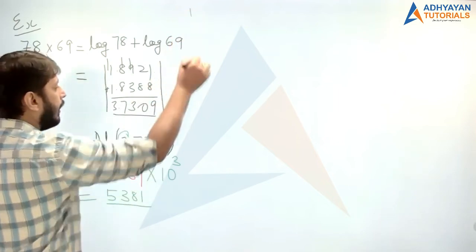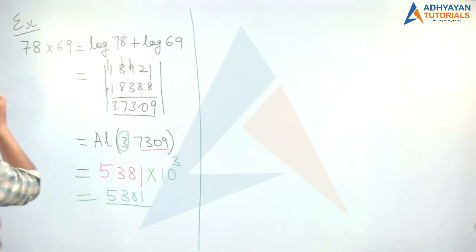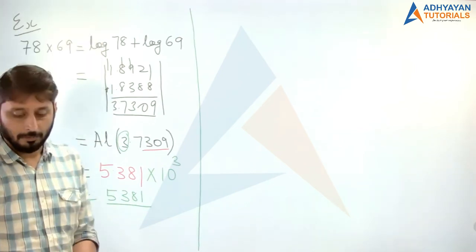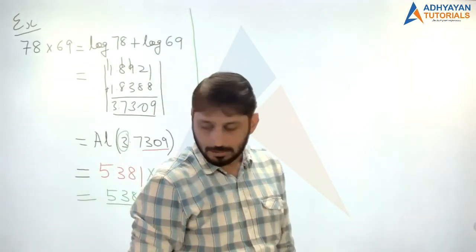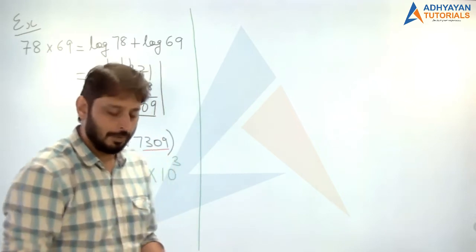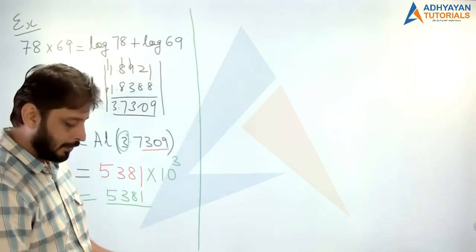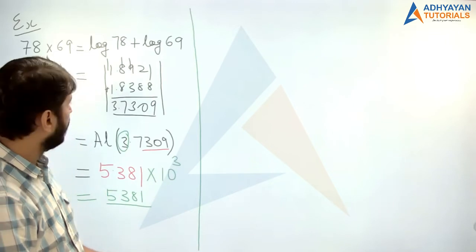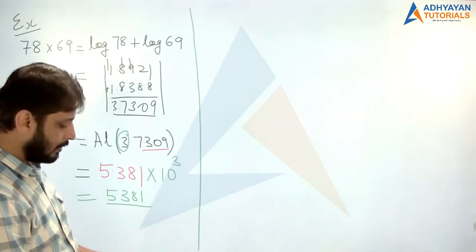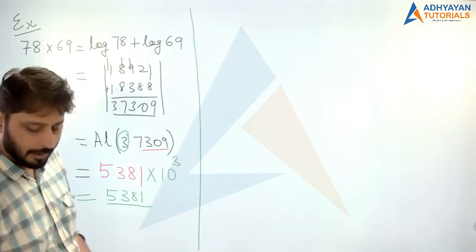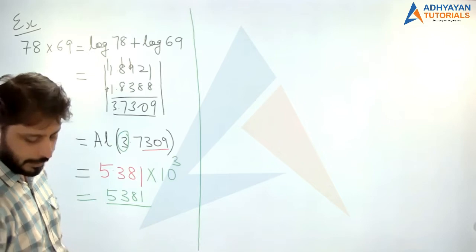So if I multiply these two numbers with the help of a calculator or manually, okay, for the sake of calculation, I'll take my mobile. You can do that too. I'll open the calculator and I multiply 78 and 69. So it's exactly 5382. All right.